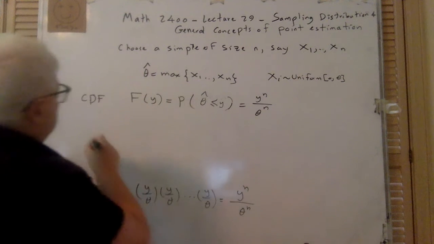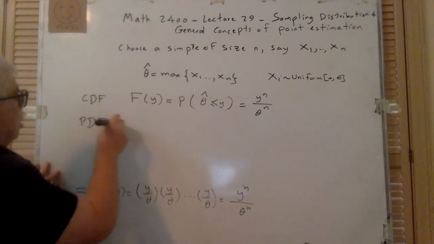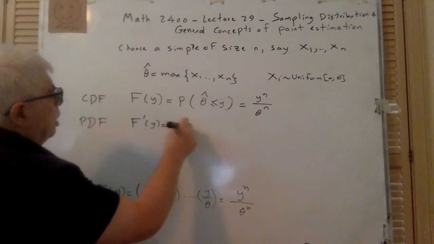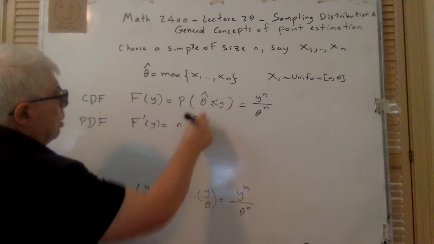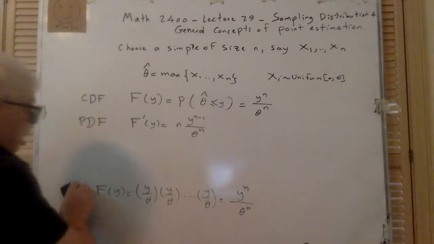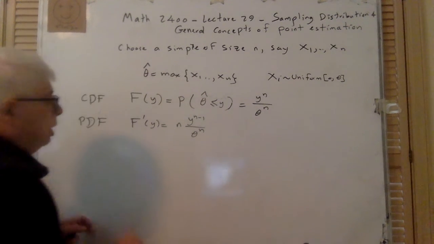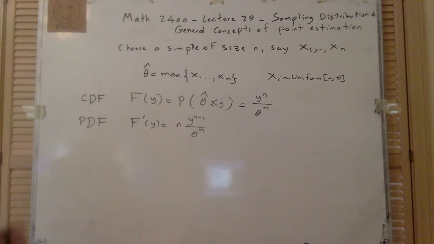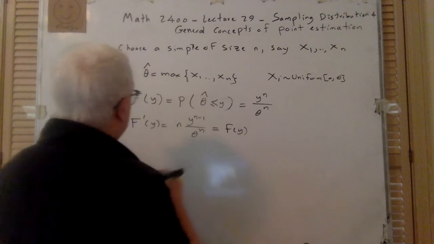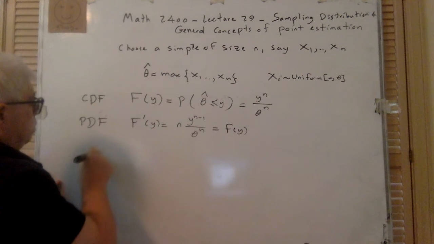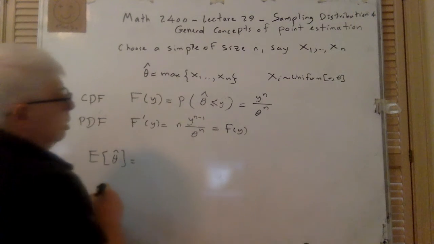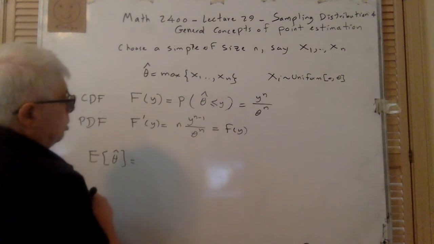So the PDF is the derivative of this, F prime at y, which is n y^(n-1) over theta^n. Okay, now we have the PDF. Let's call this thing f_Y. Now, what is the expected value of theta hat?